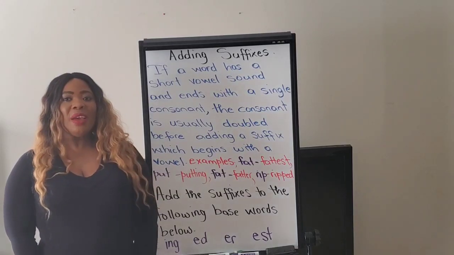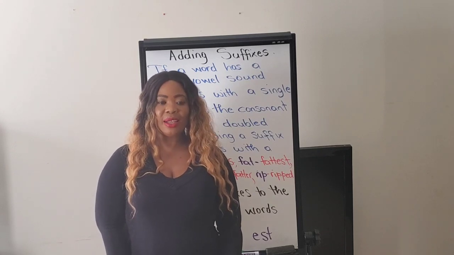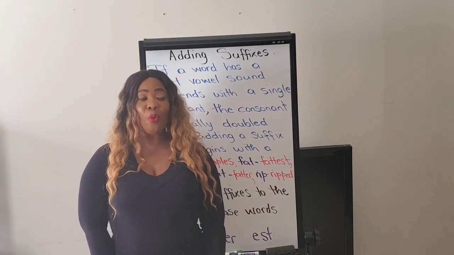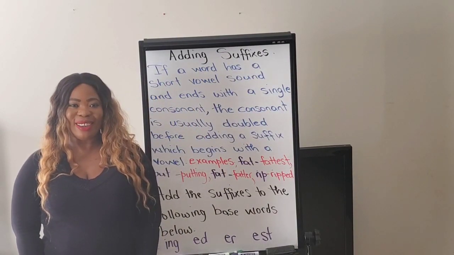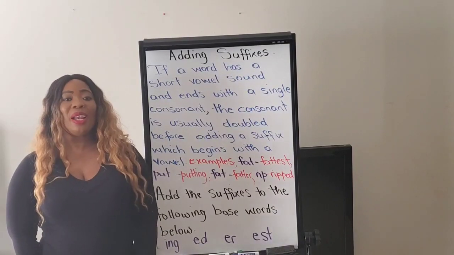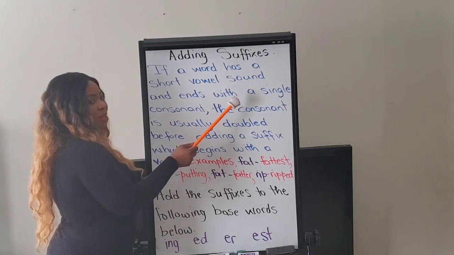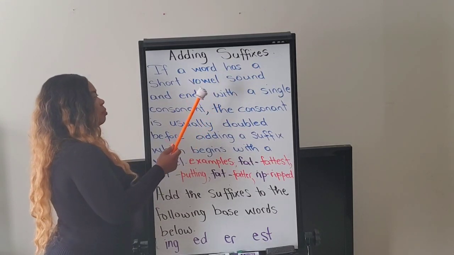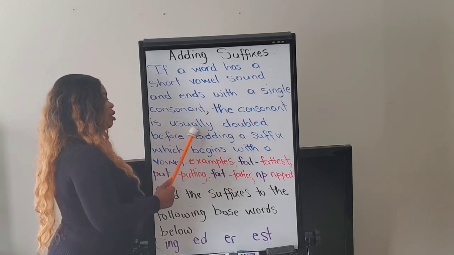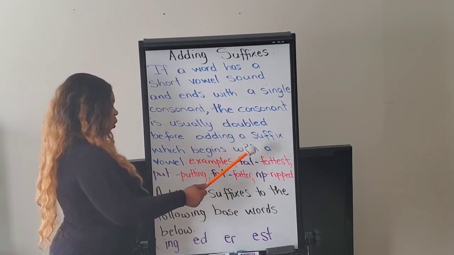Now, if a word has a short vowel sound and ends with a single consonant, the consonant is usually doubled before adding a suffix which begins with a vowel, okay? Was it too much of a mouthful? All right, let me go slowly for you. If a word has a short vowel sound, and of course you know vowel sounds, and ends with a single consonant, the consonant is usually doubled before adding a suffix which begins with a vowel.